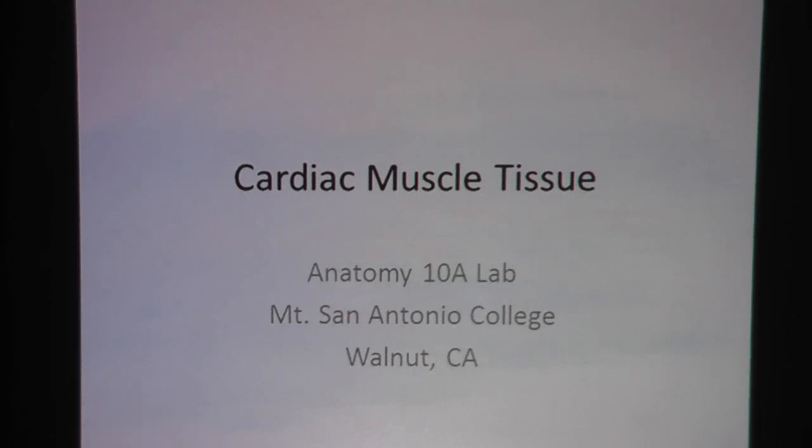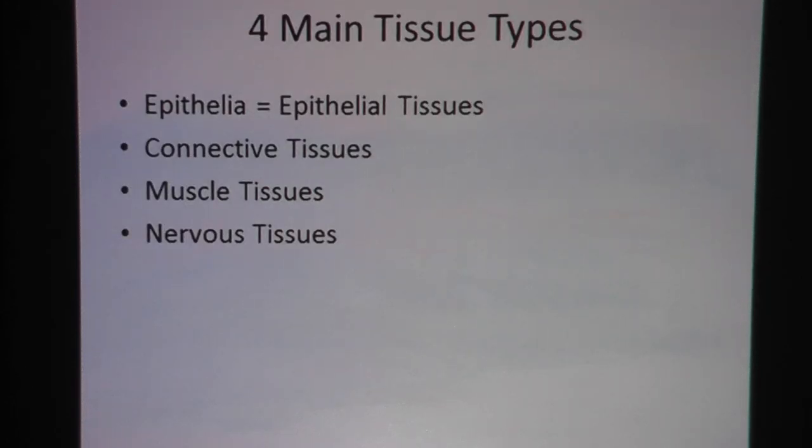Cardiac muscle tissue. This video is made for the Anatomy 10A lab at Mount San Antonio College. Remember, there are four main tissue types in the body. We have epithelial tissues, connective tissues, muscle tissues, and nervous tissue. Because we're talking about cardiac muscle, we will zoom in on muscle tissues.